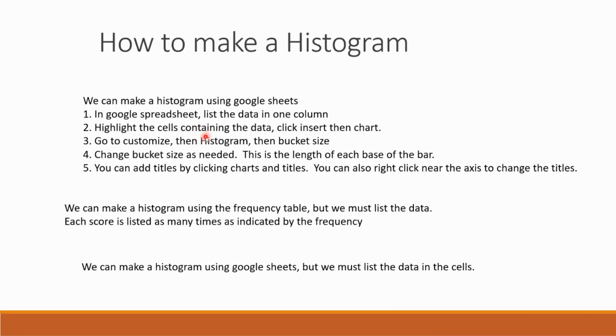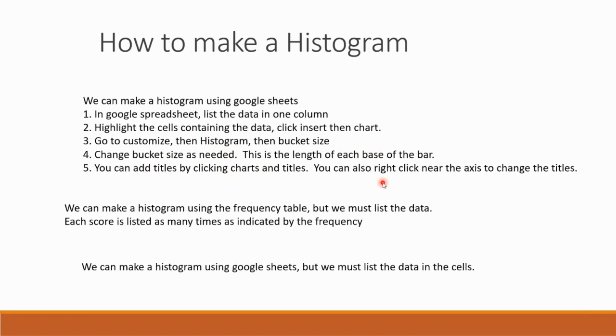You could make histograms through Desmos, but you have to do the same thing. You have to list all the data. If there is an easier way to do it, I honestly don't know, but that's okay for now. You'll see also that you can change the length of each base of the bars. What you do is you go to bucket size in the histogram. Google Sheets does have a histogram feature. And of course, you can mess around with the charts and the titles by clicking on charts and titles.